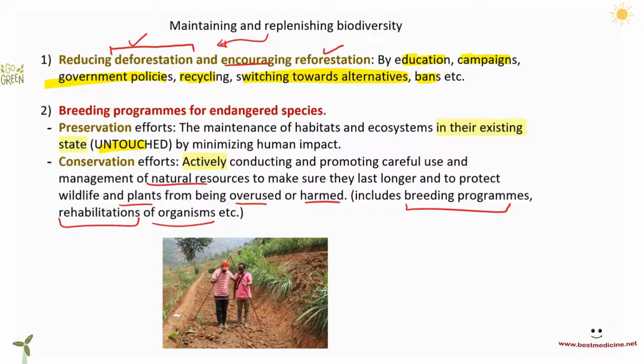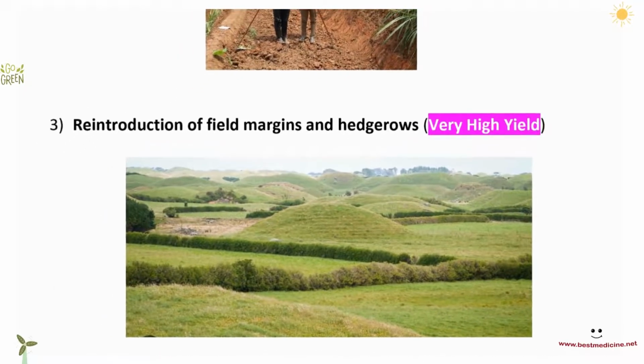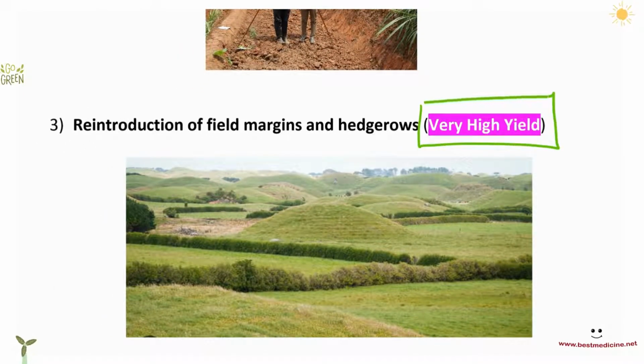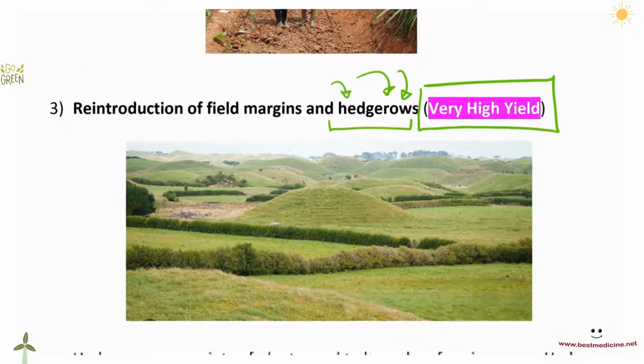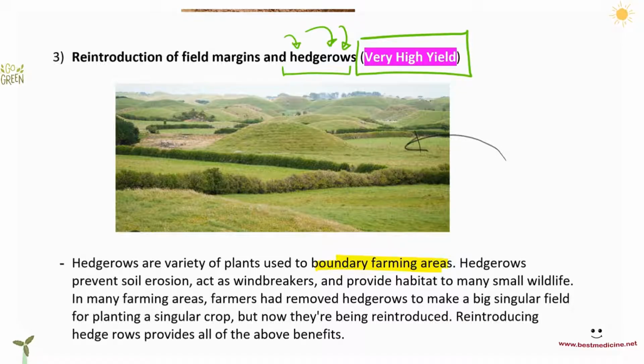Another very popular answer for this particular question, if it shows up on the exam, is reintroduction of field margins and hedgerows. This is very high yield. They like to put this in the questions, as well as possibly give you questions in which you're supposed to write hedgerows introduction as your answer. So, what are hedgerows? Hedgerows are just a variety of plants that are used as boundaries for farming areas. As you can see, we have a lot of these in the UK. If you go to the countryside, there are a lot of hedgerows that divide different farming areas.